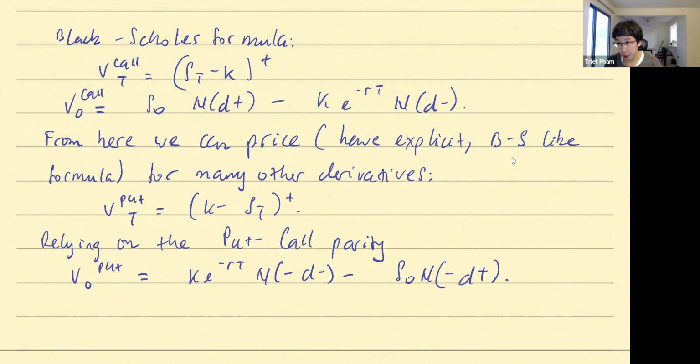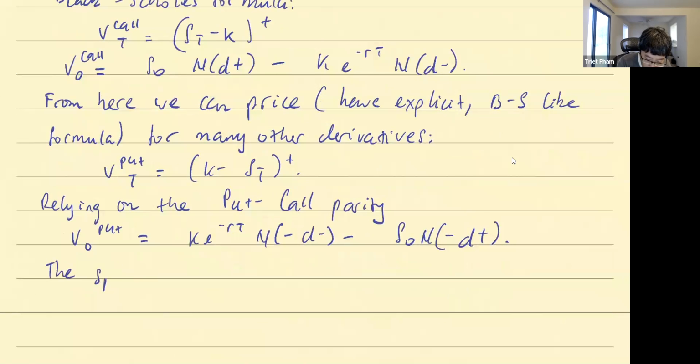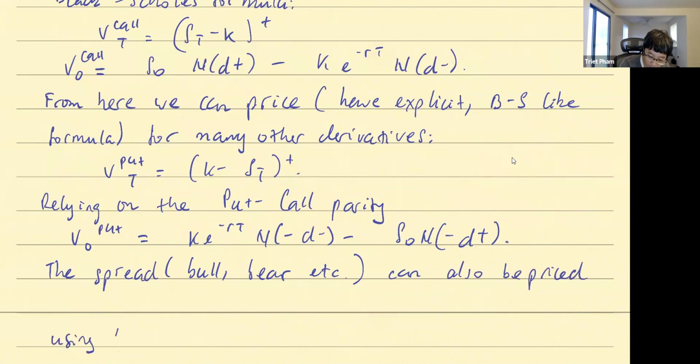Moreover, I just mention this, and there's nothing to write because it's not illuminating, but the spreads, such as bull, bear, that kind of stuff, can also be priced using the Black-Scholes formula.